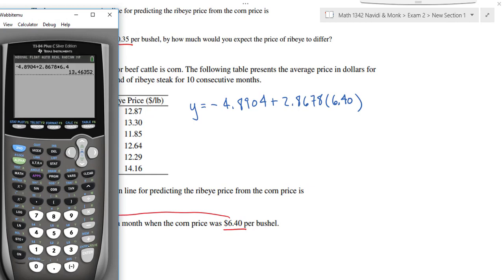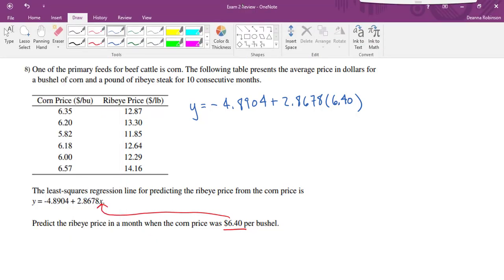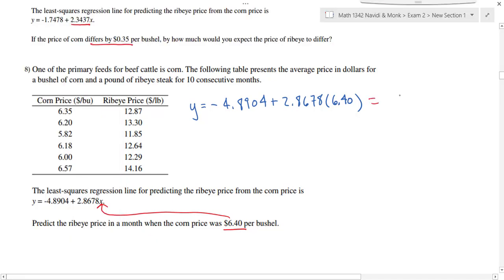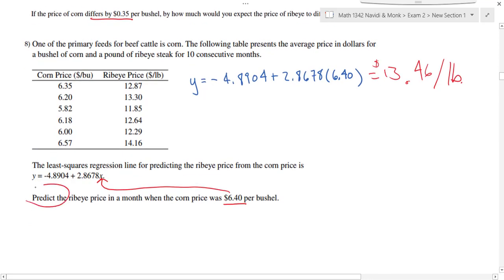And I see that the price of ribeye should be $13.46 a pound if corn is selling for $6.40 per bushel. Whenever you're predicting, you plug in the value that you're given for x into this regression equation and you solve for y. Predicting means take your answer that they give you for x, plug it into the function, and solve for y. That's how you use that line to predict.